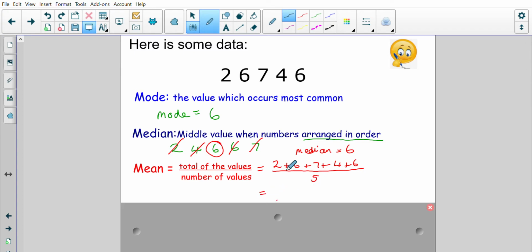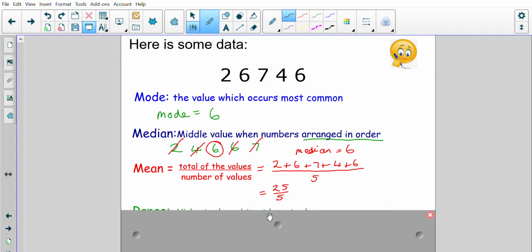Just watch my layout here. I'm going underneath. So let's add up our numbers. 2 plus 6 is 8, plus 7 is 15, plus 4 is 19, plus 6 is 25. So I've got 25 divided by 5, and I'm going to run out of room here, so I'm just going to squash underneath. My mean is equal to 5. So I have a mode, I have a median, and I have a mean. These are all 3 different types of average.